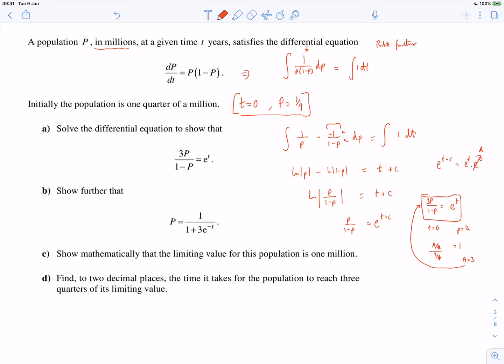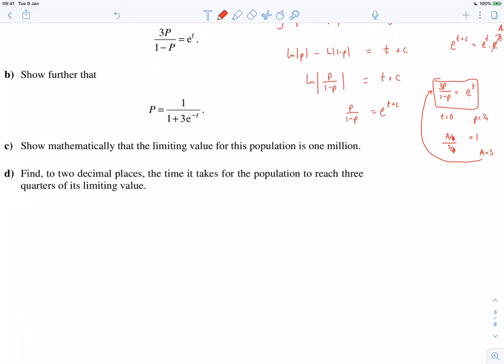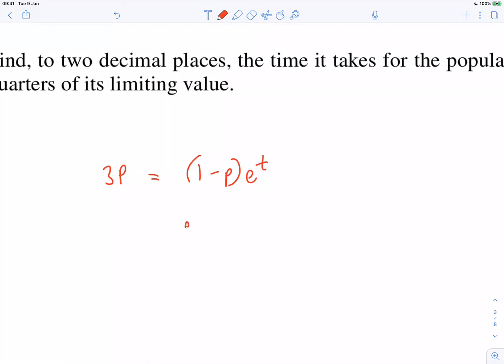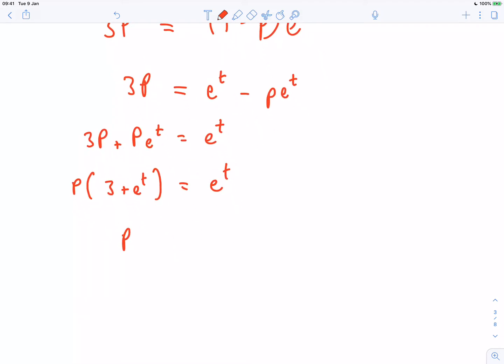Okay, show further that p equals 1 over 1 plus 3e to the minus t. Okay, so this isn't too difficult, this is just making p the subject. So if I have 3p and I multiply by 1 minus p both sides, so I have 1 minus p lots of e to the t, and I expand, so e to the t minus p e to the t, and then I add that term to this side, so I get 3p plus p e to the t equals e to the t. Take a factor of p out, so this is p lots of 3 plus e to the t equals e to the t, and I'll divide by that now to get p equals e to the t over 3 plus e to the t.